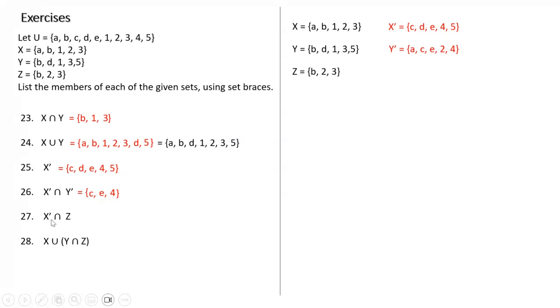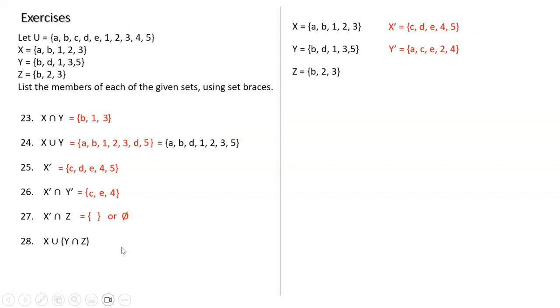Okay. 27. The complement of X intersection Z. Here we go. So they're here on the right, the complement of X and Z. What do they have in common? Let's see, a C, no, a D, no, E, 4, 5. So it's going to be the empty set, right? They don't have anything in common. Remember I said these two symbols are for the empty set, so you write either one or the other.